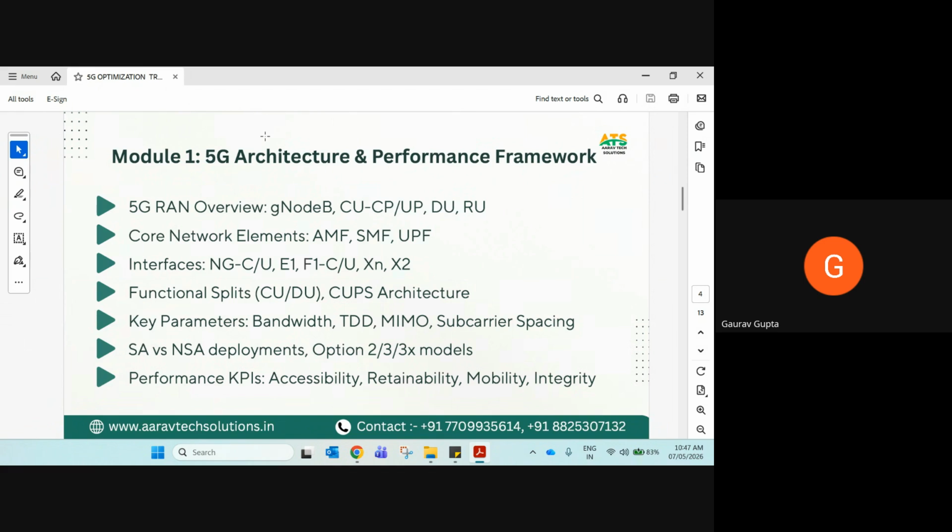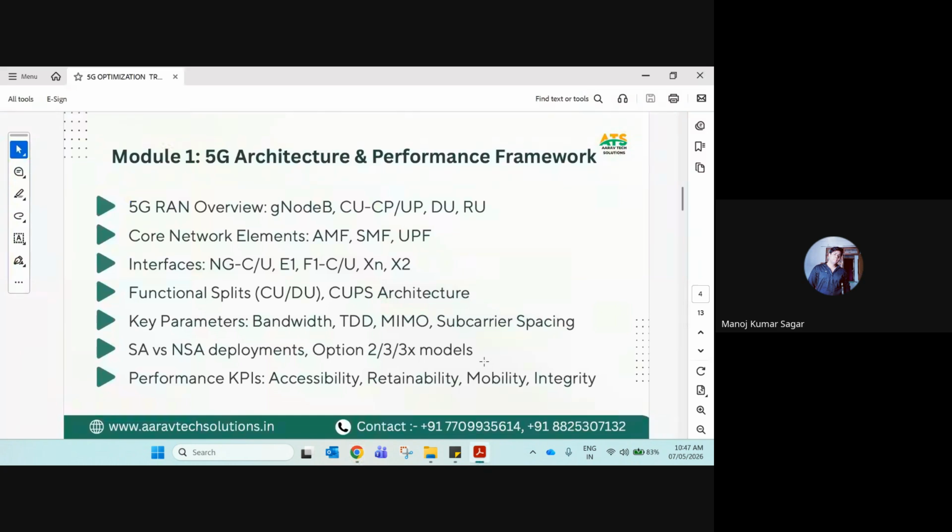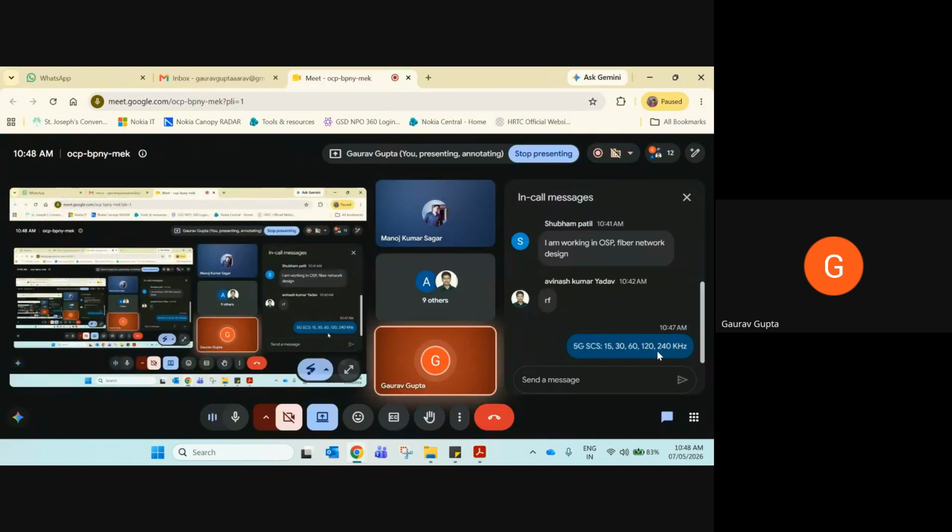After finishing the architecture concept, there is one question from my side. Manoj, please. You told that in 4G we have fixed subcarrier spacing, and in 5G could we increase the subcarrier spacing according to our need? Yes, we will go into detail. Can you tell me the exact range up to which we can go? That's what I've written here.